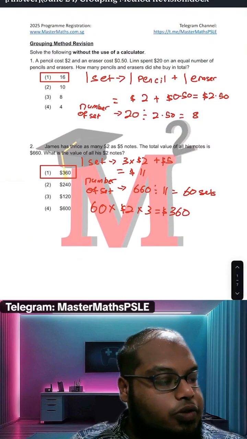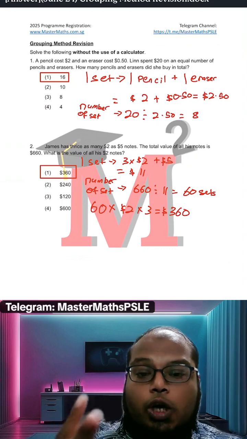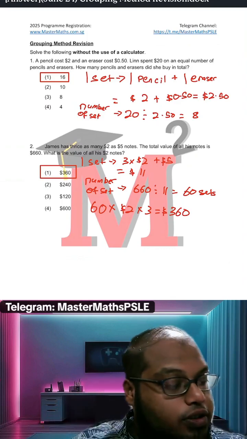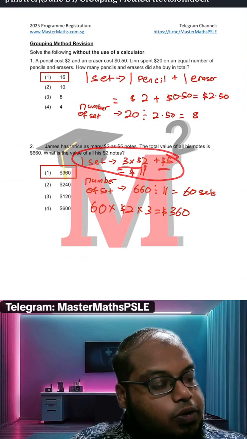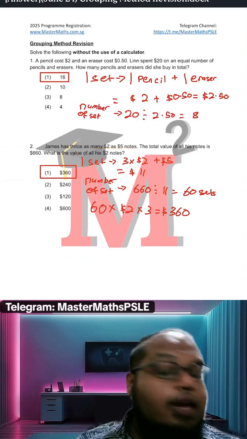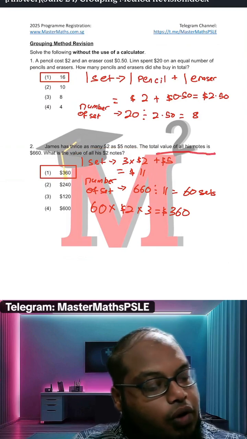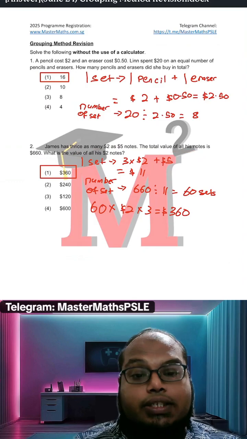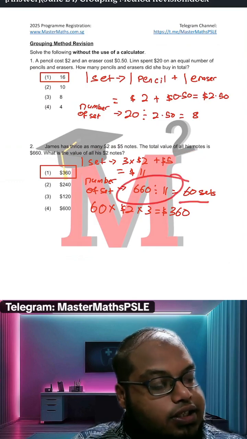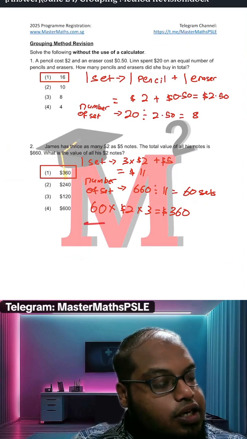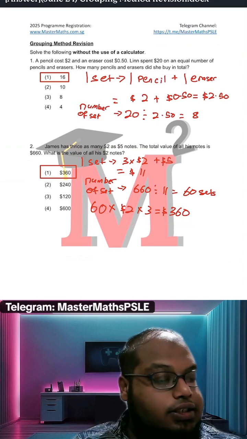Okay, so this one also the same, thrice as many. That means in your one set, there's 3 $2 notes and 1 $5 note. So the total in one set will be 3 times 2 plus 5 equals to $11. And why do we use total? Because you are given the total value of all his notes, $660. So when I divide this 660 by 11, I got 60 sets. So 60 times 2 times 3, $360.